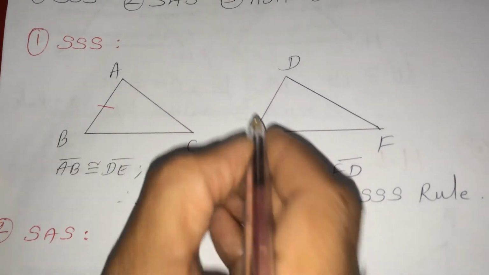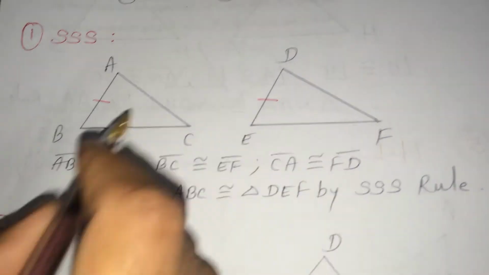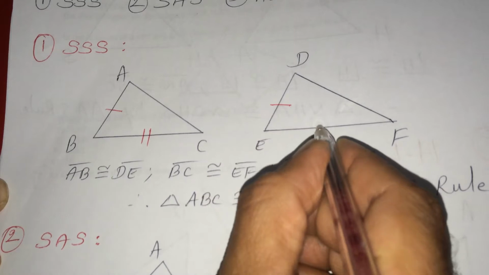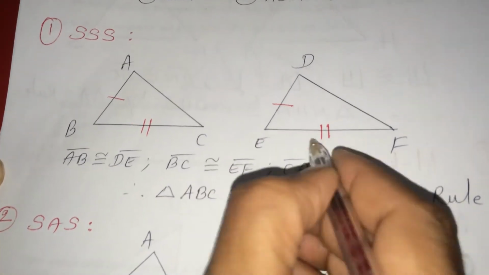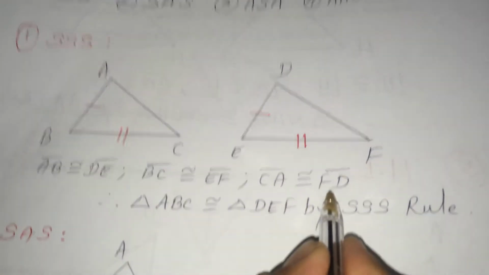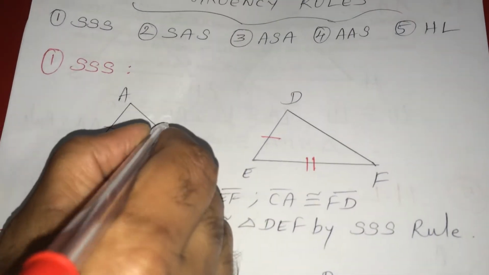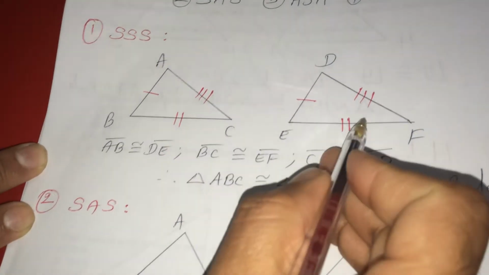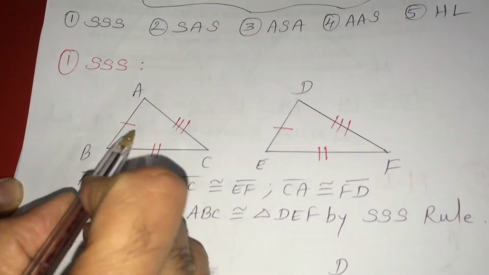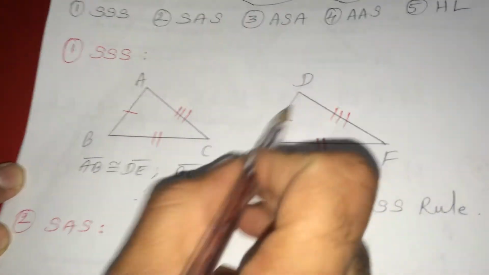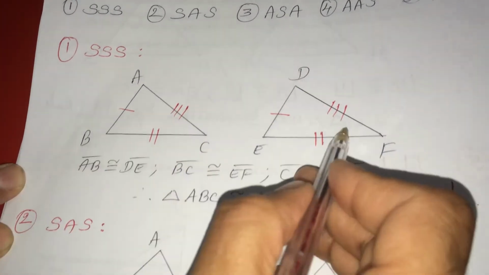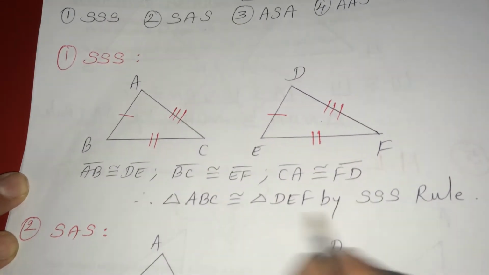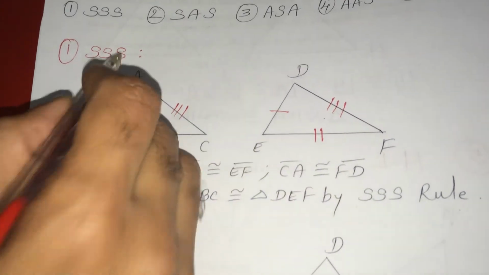That means this AB is congruent to DE. They are equal. BC is congruent to EF. This BC, the second side, is equal to the second side of this triangle, and then CA is congruent to FD. That means this third side is congruent to the third side of the second triangle. Whenever you have two triangles, the corresponding three sides are equal to the corresponding three sides of the second triangle, then we can say that these two triangles are congruent by the triple S rule. That is what this rule states.